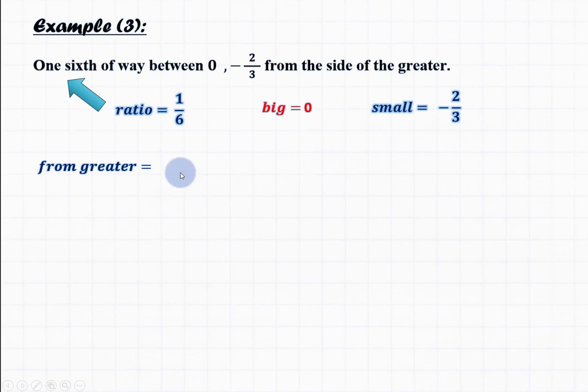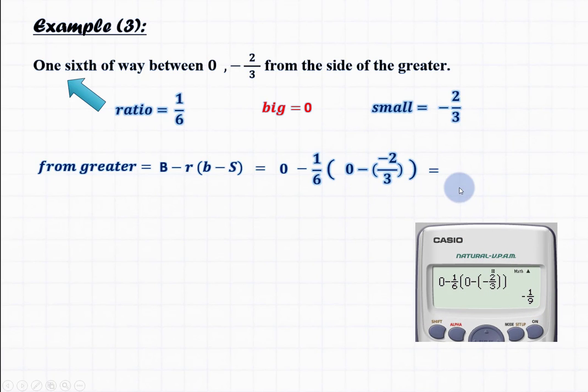From the greater side, we make big minus ratio, and inside the bracket, big minus small. The big number equals 0 minus the ratio 1 over 6, and inside the bracket we make the big number 0 minus the smaller number negative 2 over 3. By using the calculator, the number will equal negative 1 over 9.